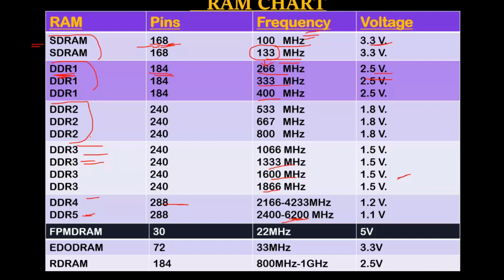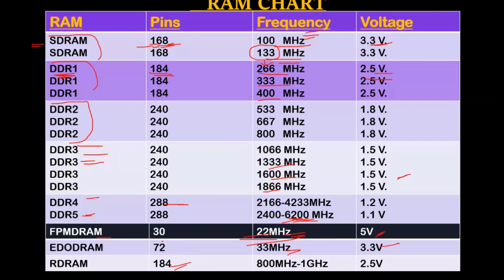Why are FPM DRAM, EDO DRAM and RDRAM not used? So here you can see in FPM DRAM we have only 30 pins. That's okay. But in frequency we have only 22 megahertz. So just compare that. In DDR5 6200 and in FPM DRAM 22 megahertz. So why would we use that FPM DRAM? So that's why they explored further. Mini EDO DRAM that is also 33 megahertz. So that is too obsolete. And the voltage here you can see that is too much, 5 volt, 3.3 volt.